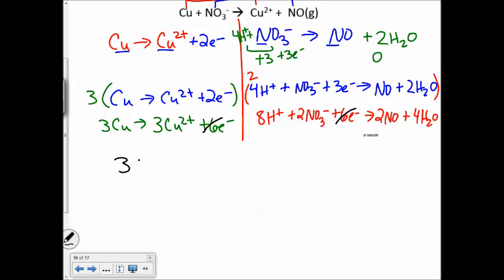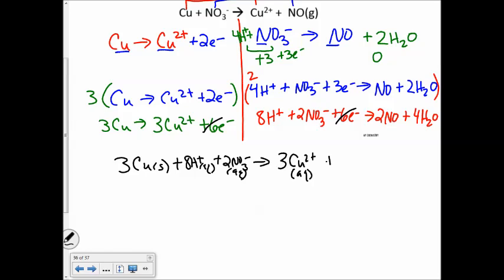So 3 copper solids here, plus 8 hydrogens that are aqueous, plus 2 nitrates that we know are aqueous, are going to give us what? 3 of our copper 2 plus that are aqueous, plus 2 of our nitrogen monoxide, plus 4 of our liquid waters.